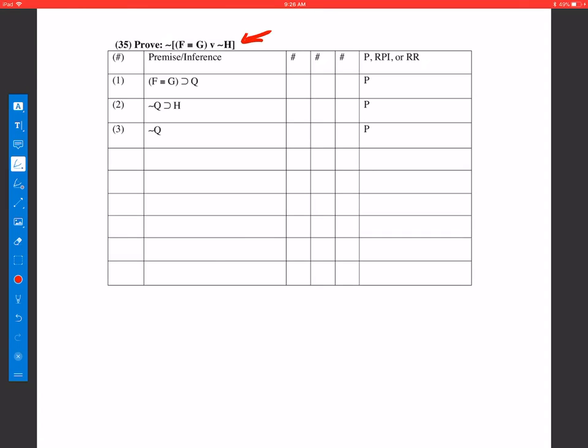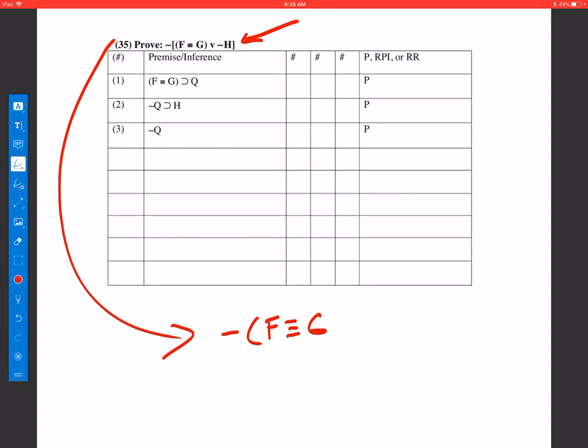Okay, here we have to prove this big ugly expression up here, and notice it is a negated disjunction, so I'm going to write a little mental note down here and remind myself that this is the same as not F if and only if G and H. If I have this, I can convert it to the conclusion up here by De Morgan's.